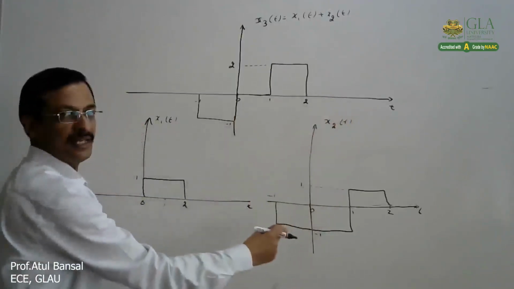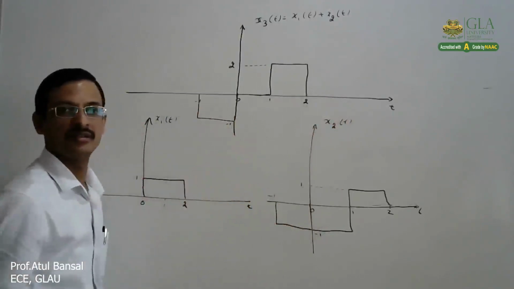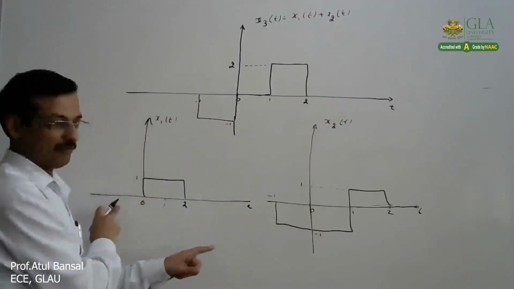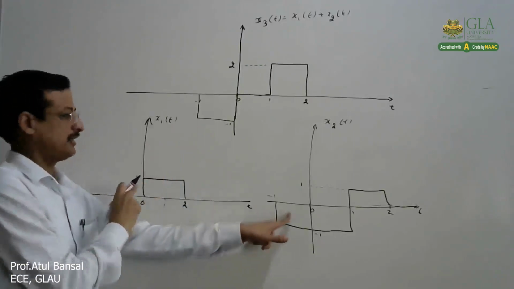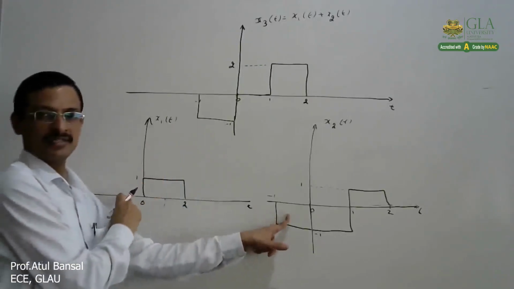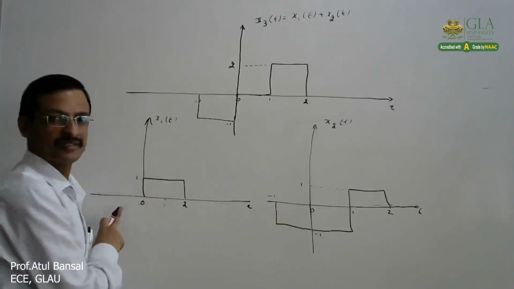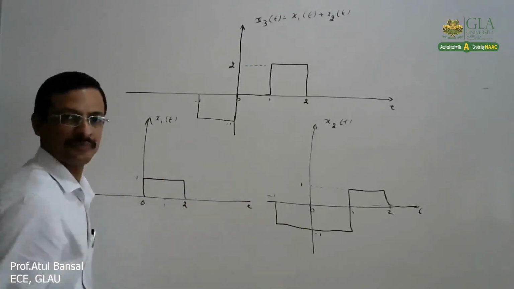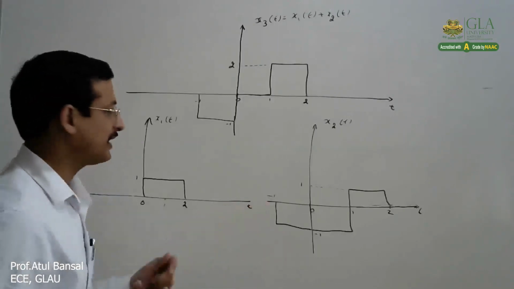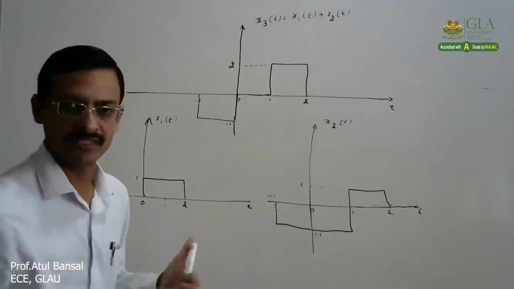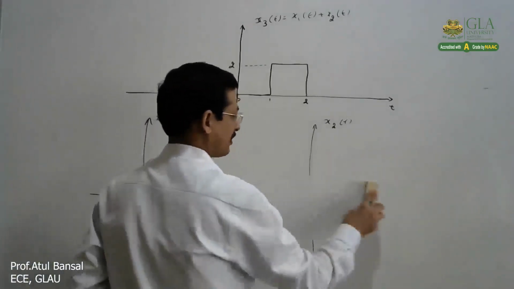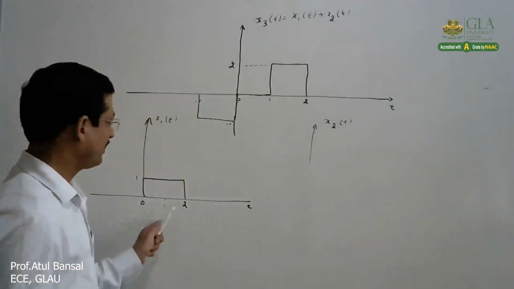So at every place, the signal magnitudes get added. Whether one signal is defined and another is not defined doesn't matter. Not defined means we are taking it as 0, and this is -1, and then we will add. Right? I have taken an example of a constant. It is not necessary. Suppose I change this signal x1(t), let us keep this.